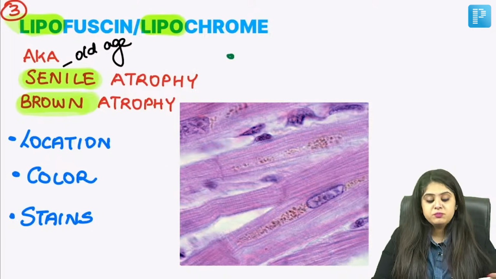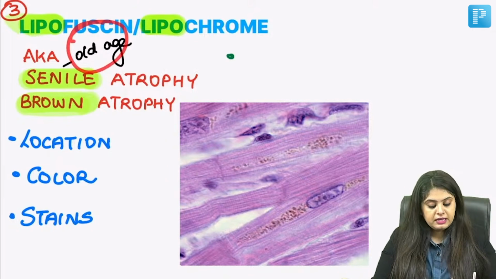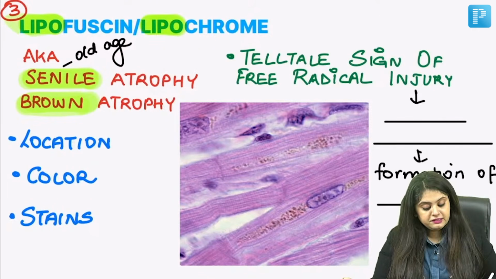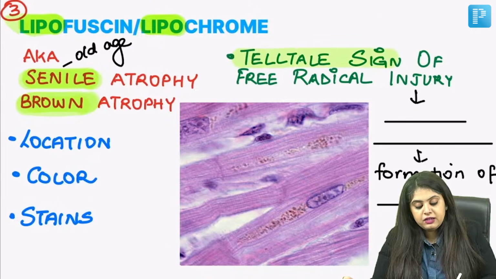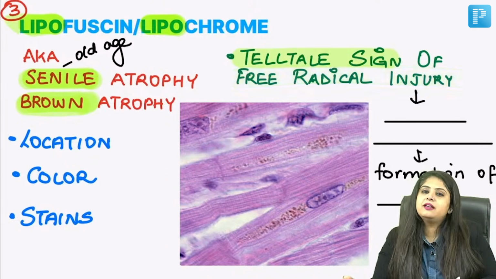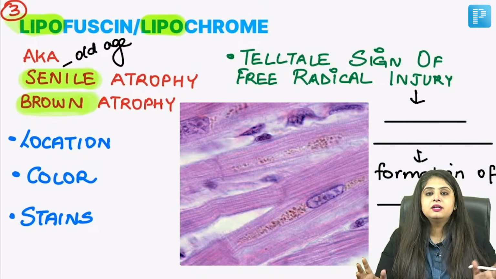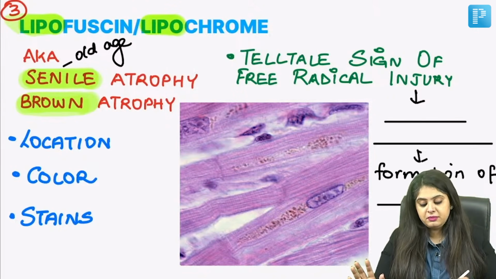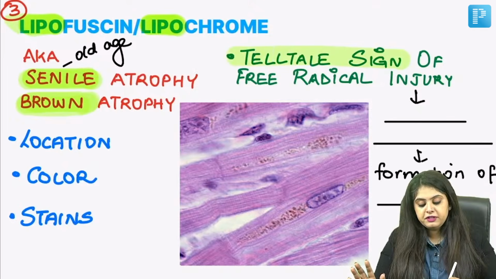what are you trying to teach me? Why is it seen in old people? Now comes the last name. This is a telltale sign of free radical injury. This line everyone has mugged up, rote learned, no one knows the meaning. So today understand the meaning. Telltale sign of free radical injury.